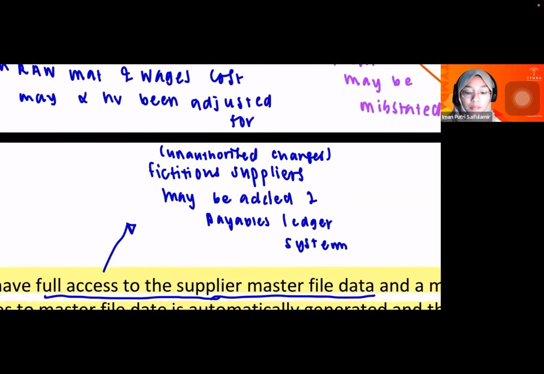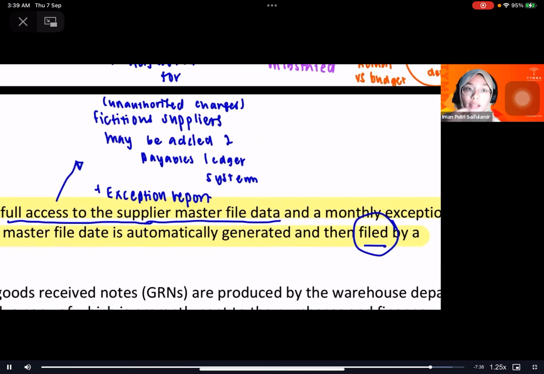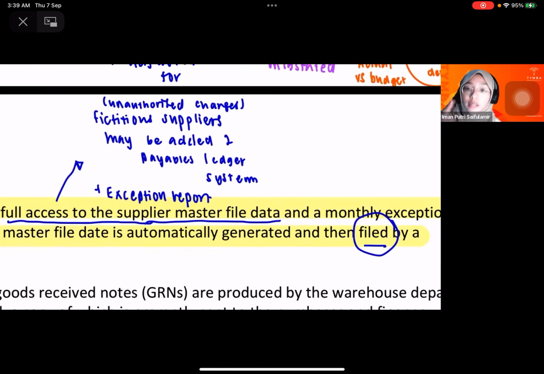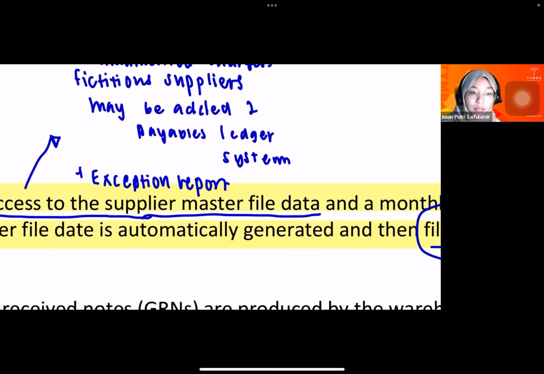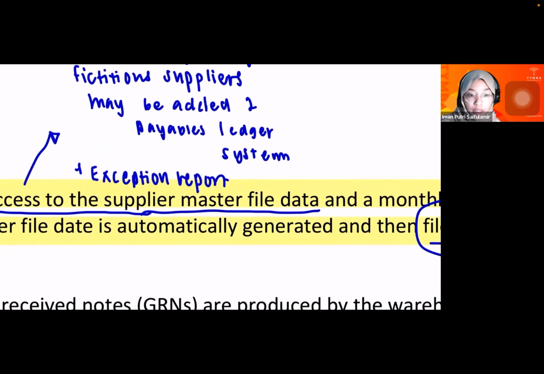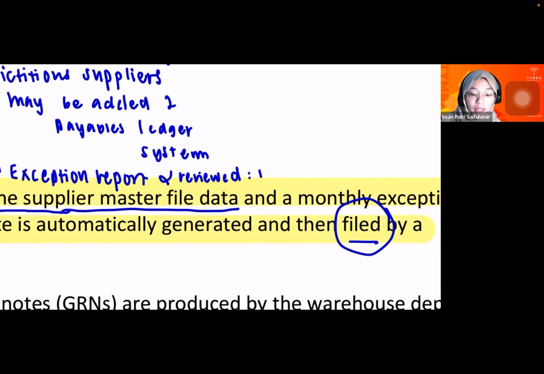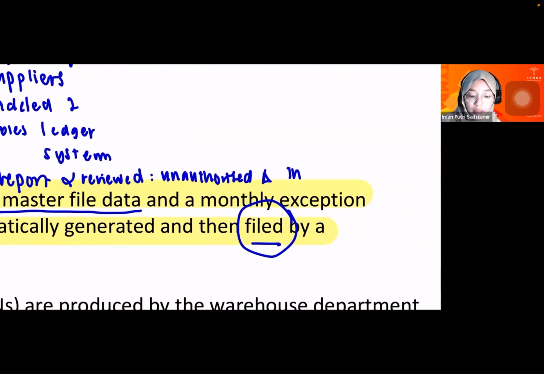So another thing that you want to talk about right now is that this exception report is not being reviewed. To add on to this point, do you guys know what is an exception report? After this I want to explain this because this exception report is something that will always come out. So this is a good recommended control for you guys. Okay, the exception report is not reviewed. So if the exception report is not reviewed, then any unauthorized changes in the master file data will be unlikely to be identified.